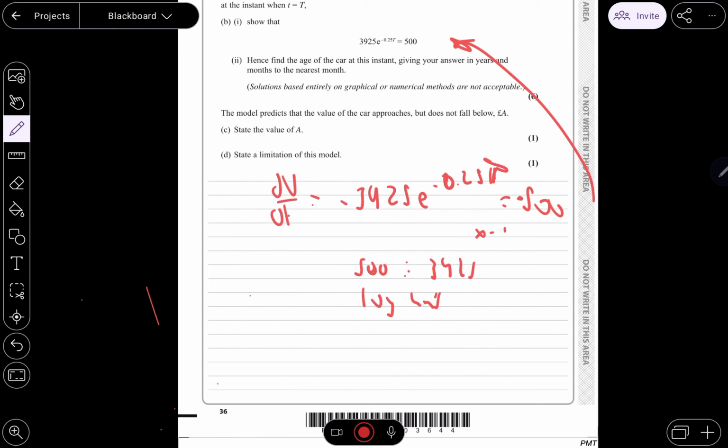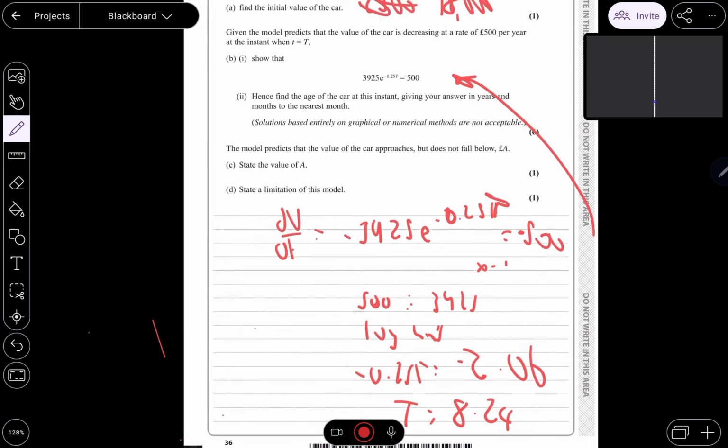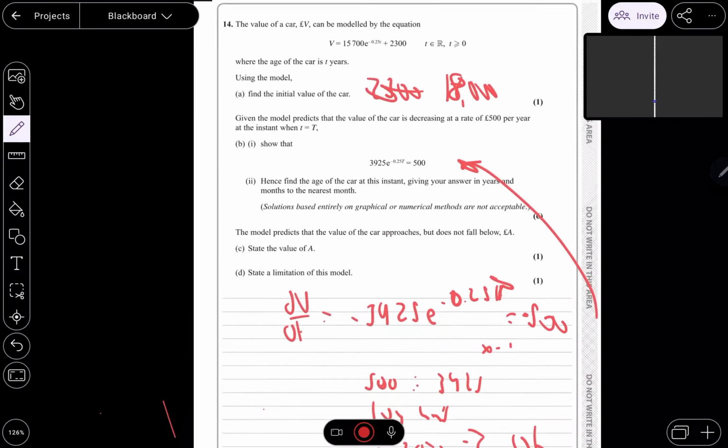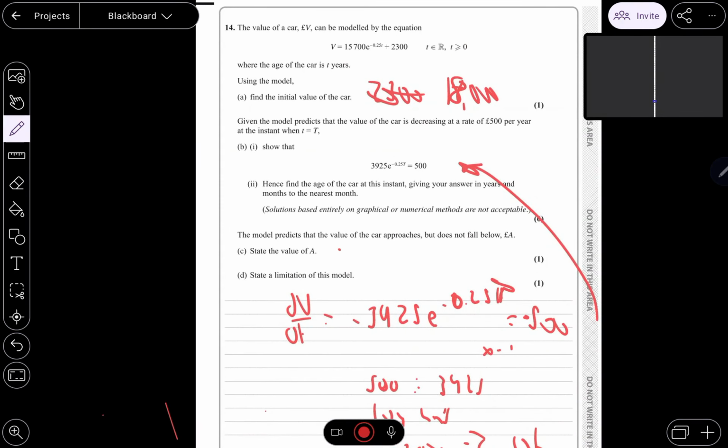Can I do ln in a calculator in this? It's going to be ln technically, isn't it? So we get minus 0.25t equals minus 2.06. Then we just times by 4. And we get t is 8.24. Predicts the thing will not fall below a certain amount. So the model will definitely not go below 2,300.